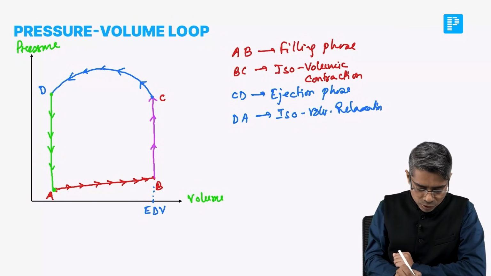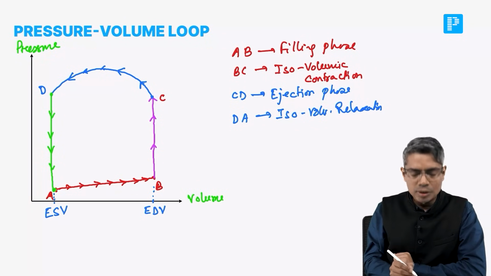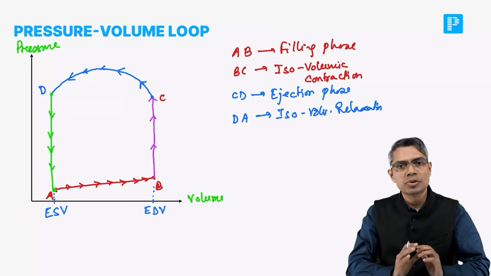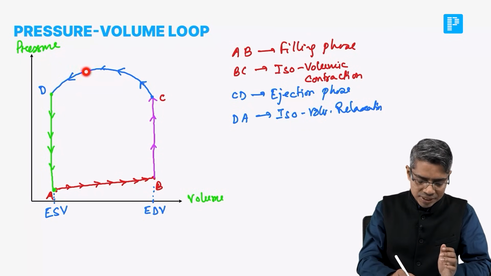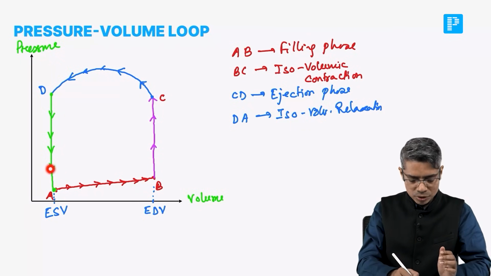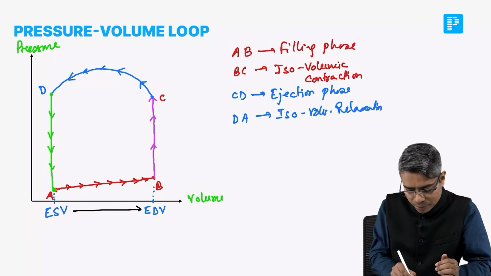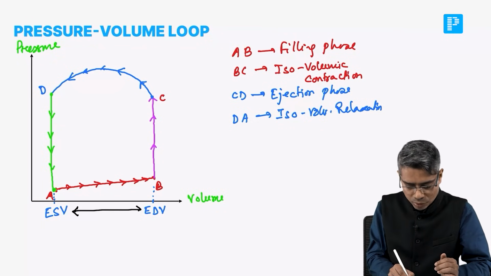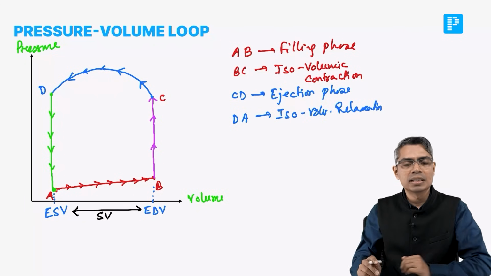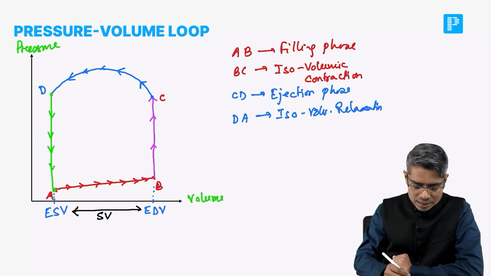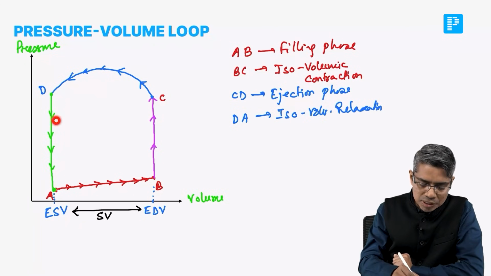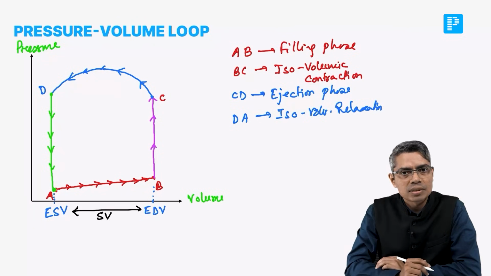What is the name of this volume which is present at point A? This is known as the end systolic volume. At the end of systole, after the ejection, the remaining volume present in the ventricle during isovolumic relaxation is known as the end systolic volume. All of you know that if you subtract end systolic volume from end diastolic volume, you are going to get the stroke volume. So this is a loop. This loop is known as the pressure volume loop, showing different phases of the cardiovascular system.